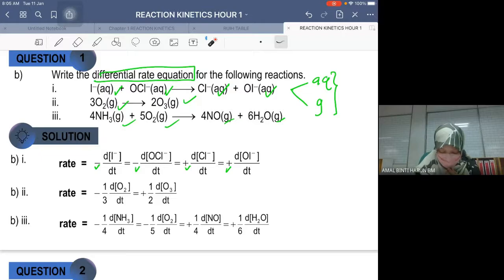Okay. Second is 3 O2 produce 2 O3. So it is -1/3. Rate mesti mula dengan perkataan rate. Okay. Kalau nak buat differential rate equation, mesti start dengan rate. And then for the third one also the same. Okay. So negative sign is to indicate reactant decreasing. So should be the same lah.